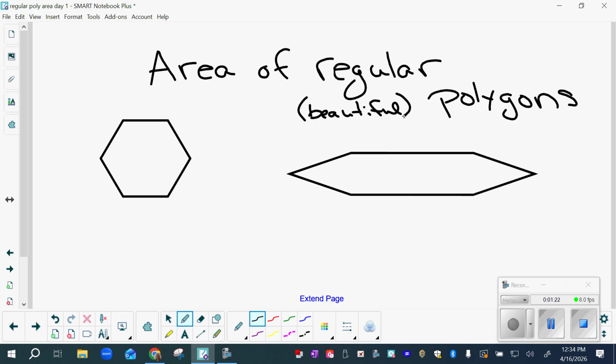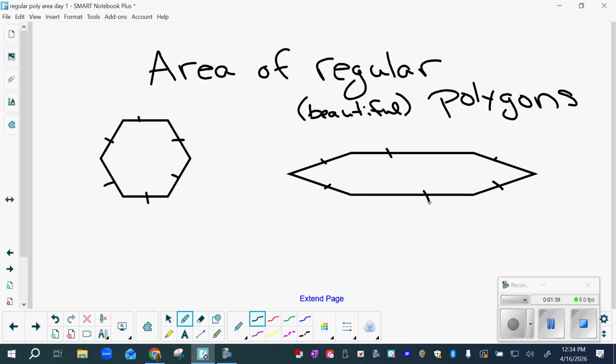I got 2 hexagons. Here's how I know they're hexagons. There we go. They got 6 sides. 1, 2, 3, 4, 5, 6. This has 6 sides. 1, 2, 3, 4, 5, 6. They are both hexagons. They're total hexagons.